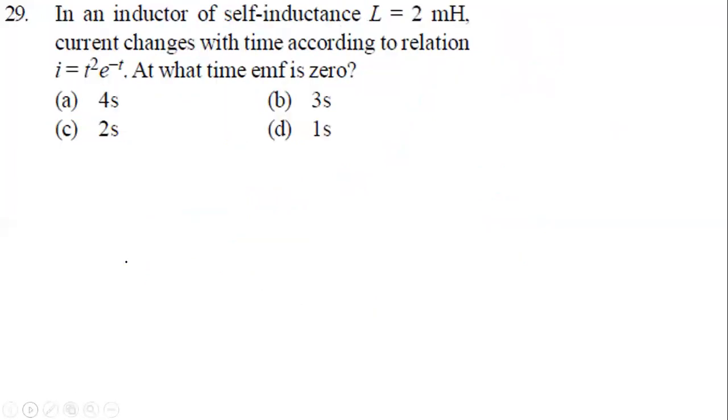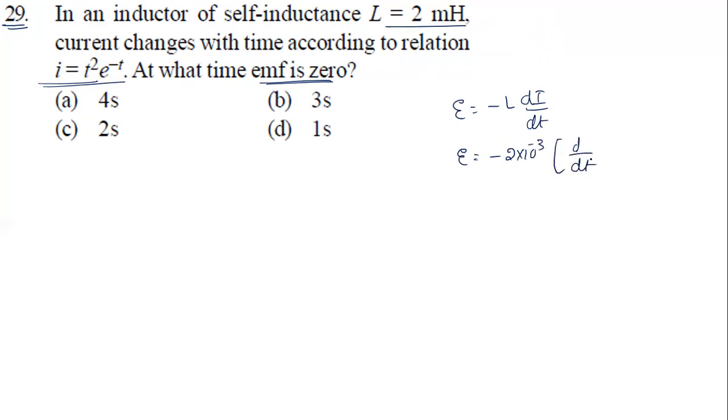Next question. Look at question number 29. An inductor of self-inductance 2 millihenry is given. Current changes with time according to the given relation. At what time does the EMF become 0? Now we should know the EMF formula. EMF equals minus L times di by dt, right? So the current is given now. I want to insert the value. E equals minus L, which is given as 2 into 10 power minus 3, into d by dt of t square e power minus 2.